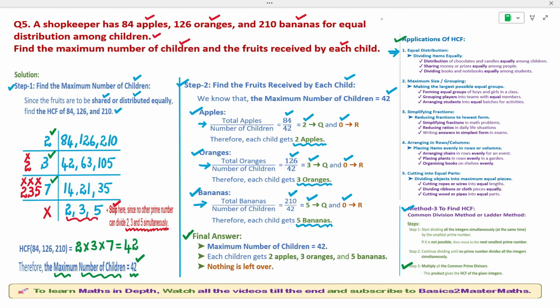Final answer: the maximum number of children are 42. Each child gets 2 apples, 3 oranges and 5 bananas. Observe, nothing is left over.